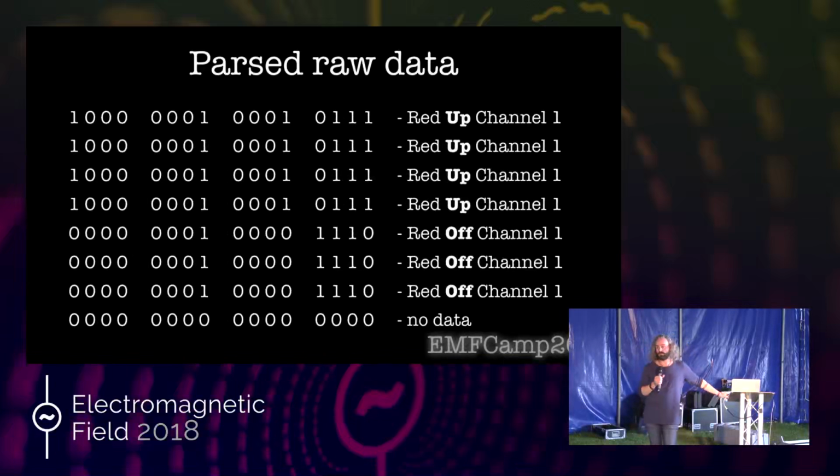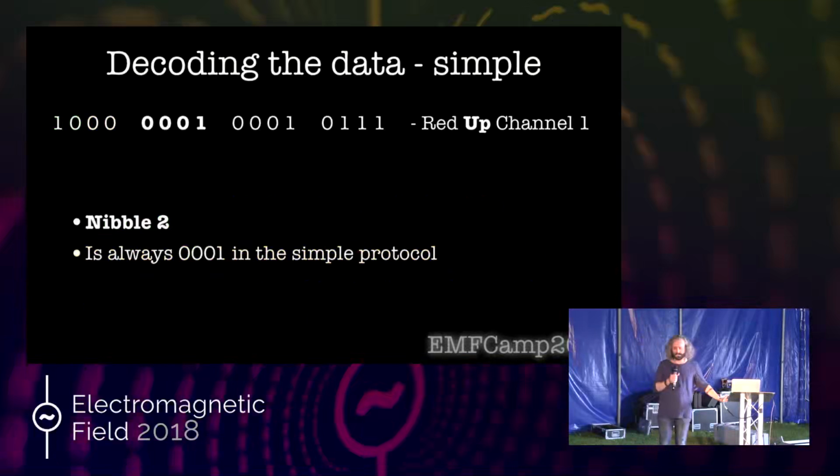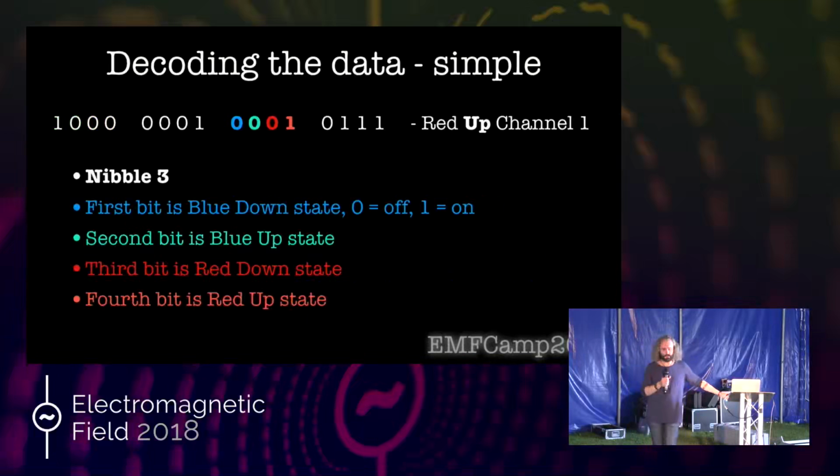So first of all, there's 4 nibbles, and you can see only a few of them change depending on what you're doing. The first nibble tells you the channel number and if a button's been pushed, or if no button's been pushed, or multiple buttons have been pushed. If you push 2 buttons at once, you get a 0, 0. Who knows why, but you do. And the channel number 0 to 3 represents channel number 1 to 4 on the actual devices. The second nibble didn't change. The third nibble tells you the button state. This is for the simple controller, I might add, where you've only got up, down.